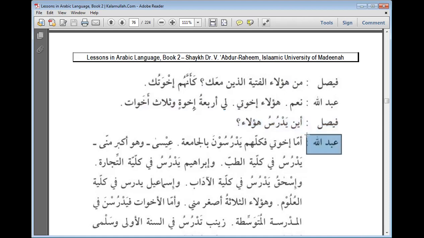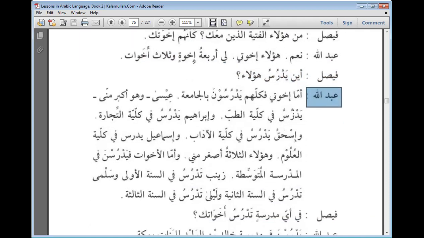Abdullah replies and lists a long list here of information about his siblings. All right, so he's going off on a little monologue here. So Abdullah says, أما إخوتي فكلهم يدرسون بالجامعة. Again, أما إخوتي فكلهم يدرسون بالجامعة.